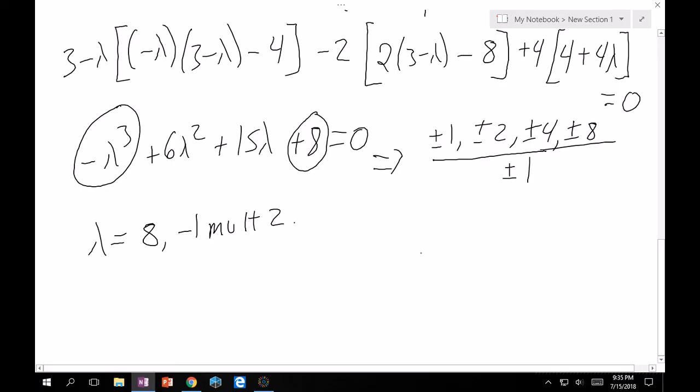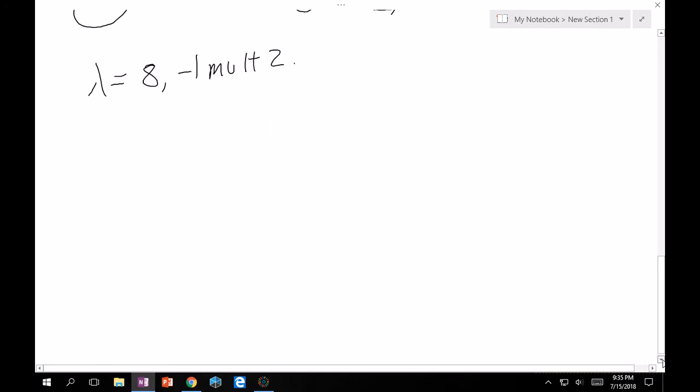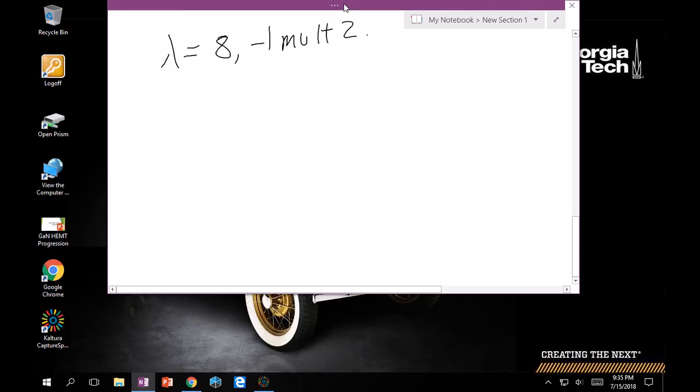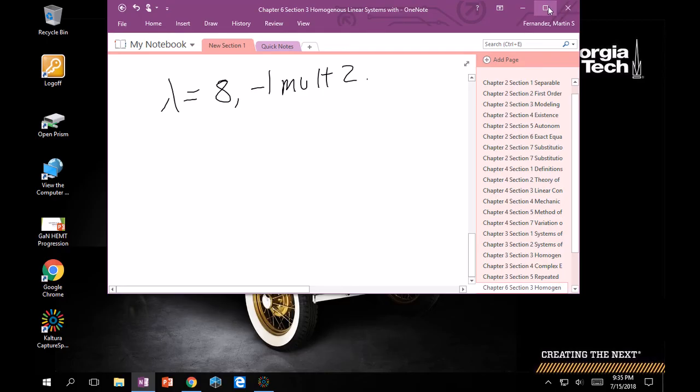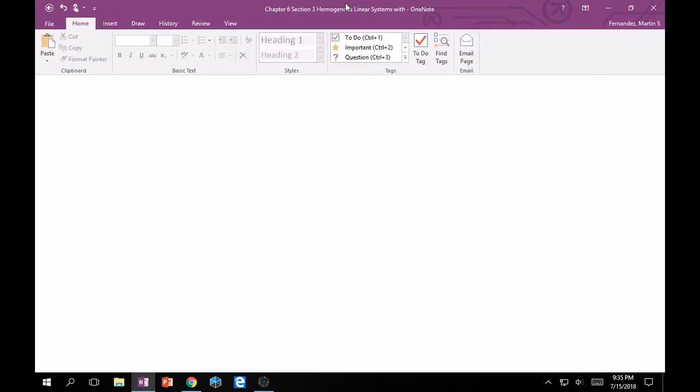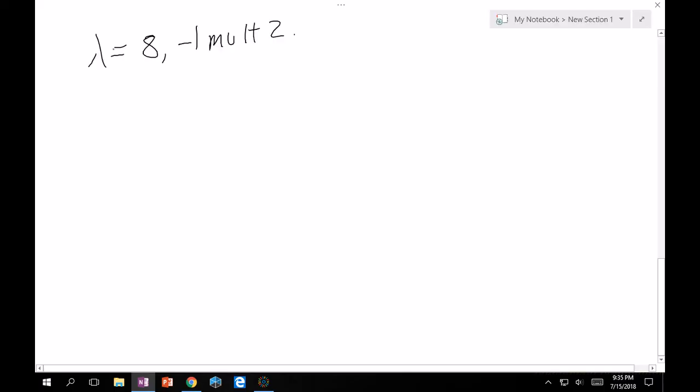Great. Alright, time to get into the tedious part, row reducing. So I'm going to take lambda equal to 8 as the first thing that I want to try to find the eigenvector for. So lambda equal 8. That means I'm going to do A minus 8I times v1 has to equal 0. That has to happen.